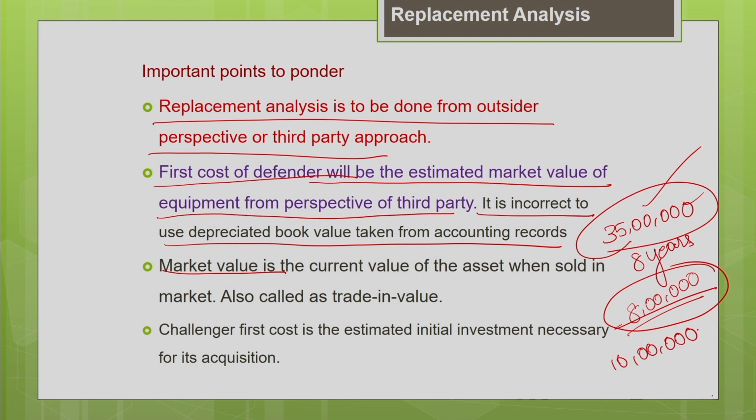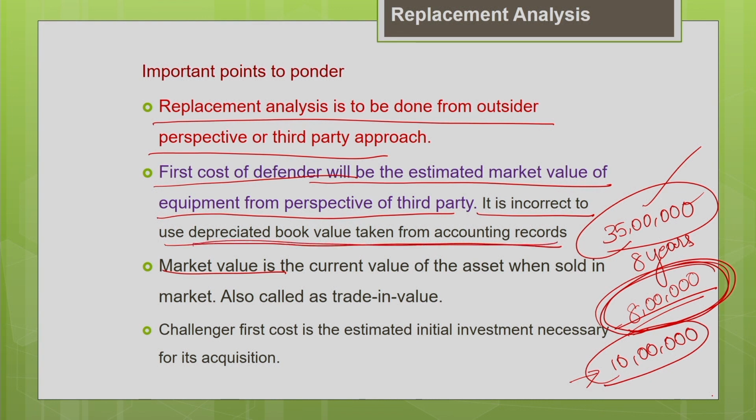So, using your depreciation accounting method, you have entered in your accounting records that the estimated book value is 10 lakh, but the current market value of the machine is only 8 lakh. What is important to the third party is only 8 lakh. Your estimated book value is not important to the third party. That is why it is incorrect to use the depreciated book value taken from the accounting records.